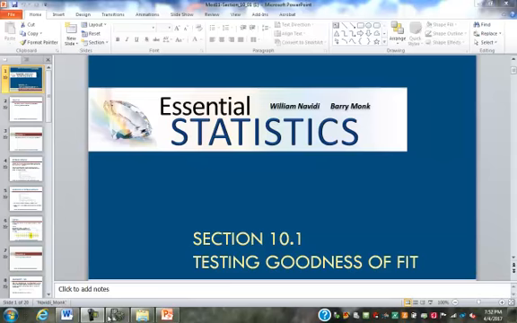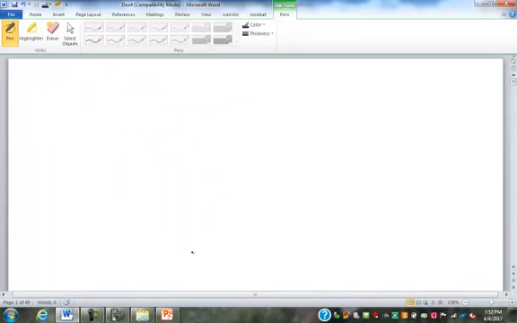Okay, so for this week, we are looking at chi-squared tests. Chi-squared, chi is the Greek letter chi. It looks kind of like a script capital X squared. And there are a couple of types of chi-squared tests we're going to look at. One is goodness of fit.